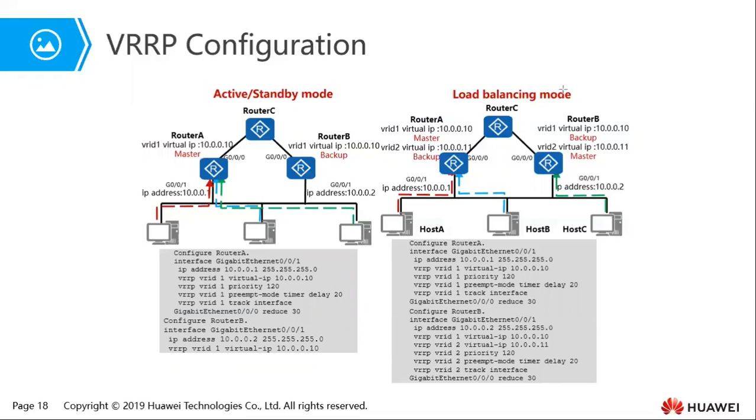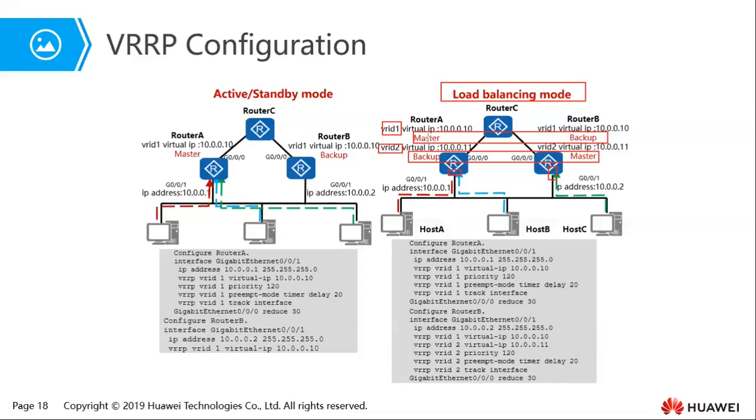The next part here is what we call the load balancing mode. In the load balancing mode, we want some traffic to be forwarded via router B and some traffic to be forwarded via router A. The solution is to create different groups. So we create group 1 and group 2. In group 1, we make router A master. In group 2, we make router B the master.